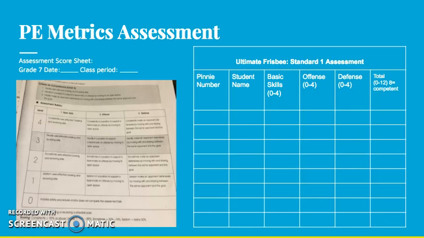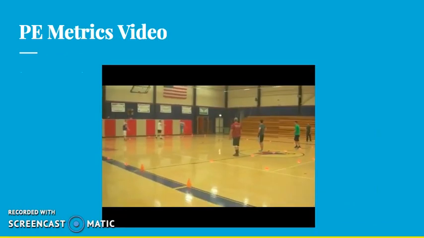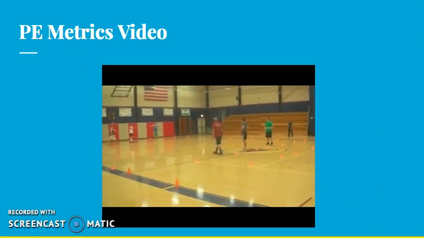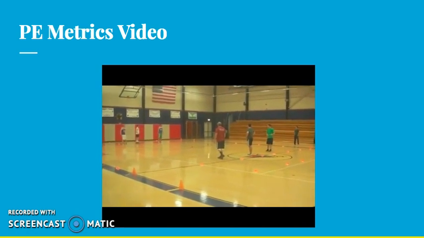So effective is defined as sending or receiving a playable pass. Consistently would be 90% and above, usually is 75 to 89%, sometimes is 50 to 74%, and seldom would be below 50%. This is an example of how PE Metrics is run.